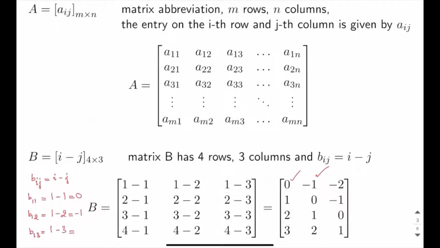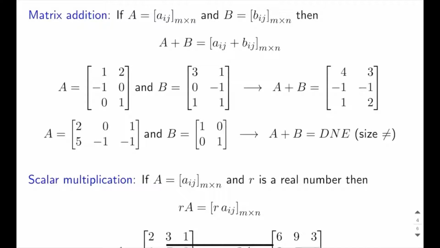So this is going to be negative 2, exactly as shown here. So using the formula here, you can easily recover the other 9 entries, and you can do that at home on your own. Next, we are going to discuss the operations on matrices.